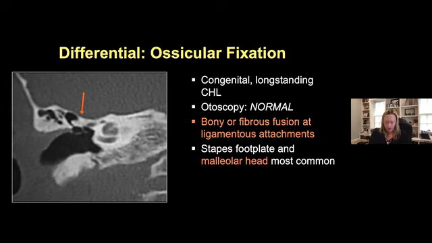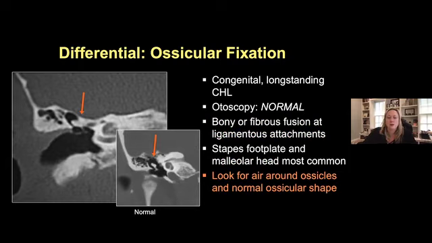So bony or fibrous fusion at the ligamentous attachments is what we're looking for in these patients with ossicular fixation. It's really important when you look at all of your temporal bone CTs to get used to looking at air. You want to see air all around your ossicles. So here you don't see air around the malleolar head, and especially in patients with conductive hearing loss, this is compatible with ossicular fixation.